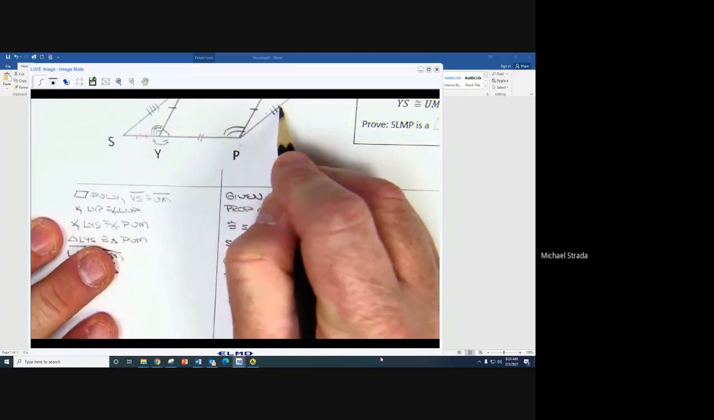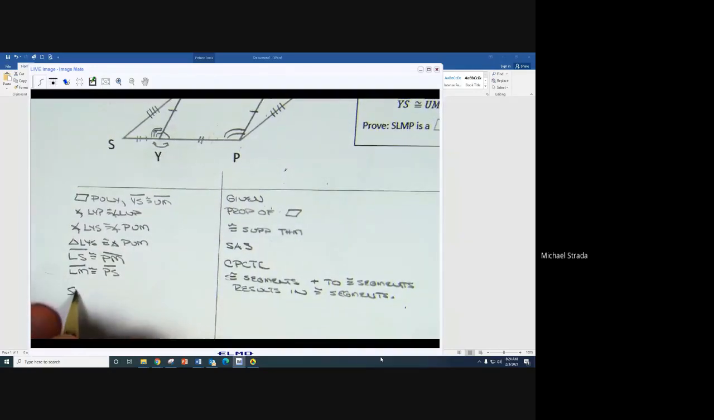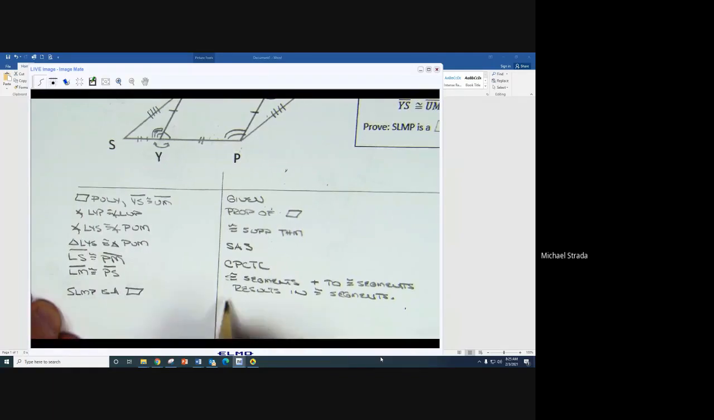Are both pairs of opposite sides now congruent? Yep. So SLMP is a parallelogram, properties of parallelogram. And there you go.